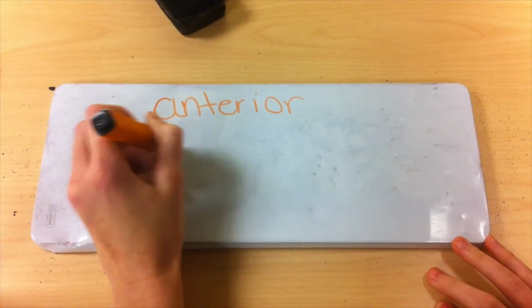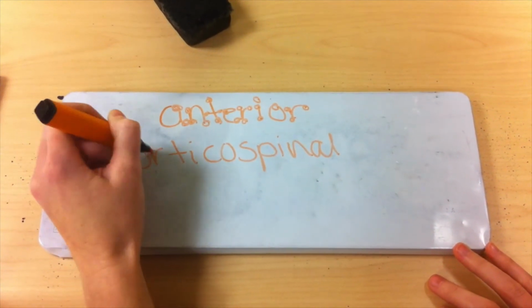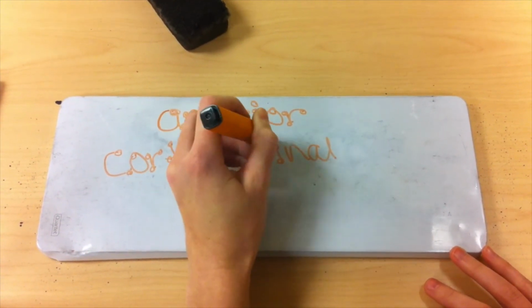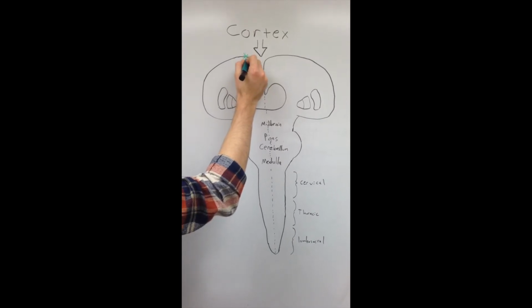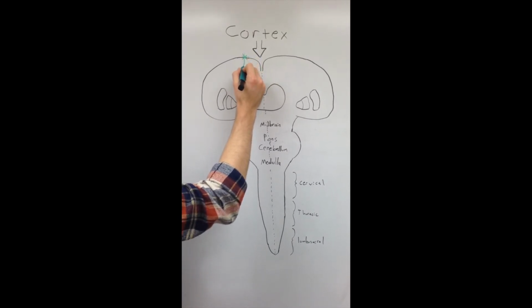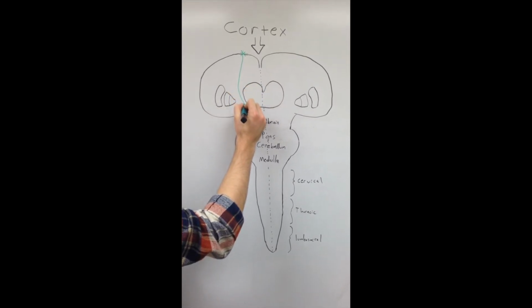The anterior corticospinal tract. This controls girdle muscles and the trunk. It begins in the primary motor cortex and supplemental cortex. Like the lateral corticospinal, it travels through the corona radiata to the internal capsule. It travels through the internal capsule and the anterior brainstem.